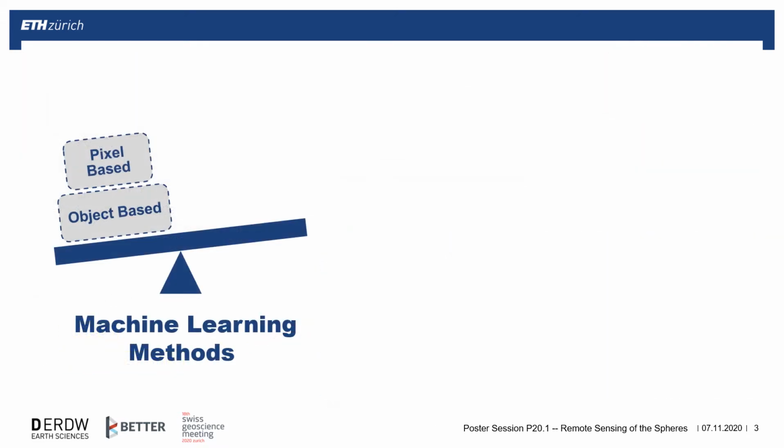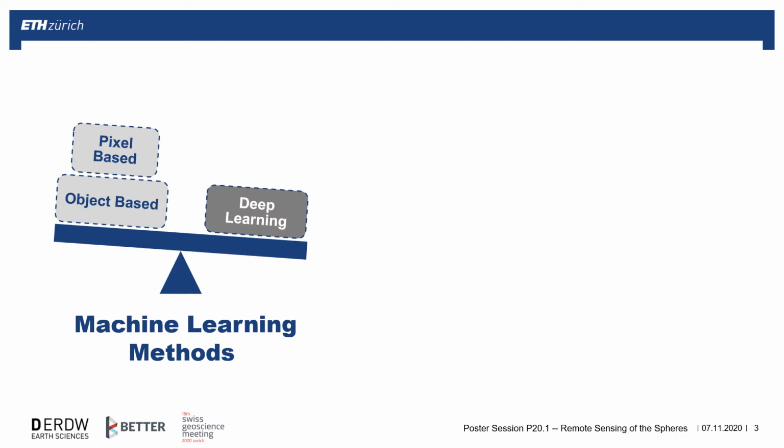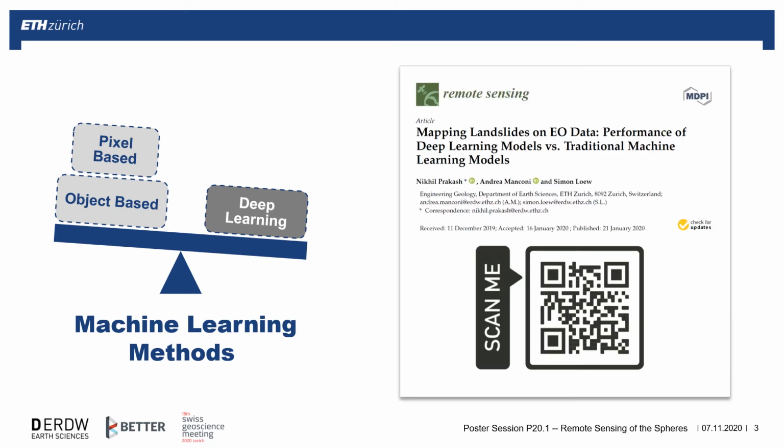To exploit the wealth of Earth observation data, work has been done to create data-intensive machine learning methods. Traditional pixel-based and object-based methods have been adopted for landslide mapping with limited success. However, the recent advances in the deep learning methods have revolutionized the image interpretation tasks. When adopted for landslide mapping, they tend to outperform the traditional pixel-based and object-based methods. We have shown this in our recent publication, which you can access by scanning this QR code or going to this article.